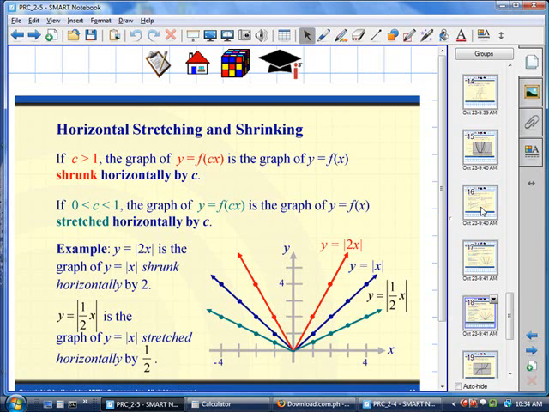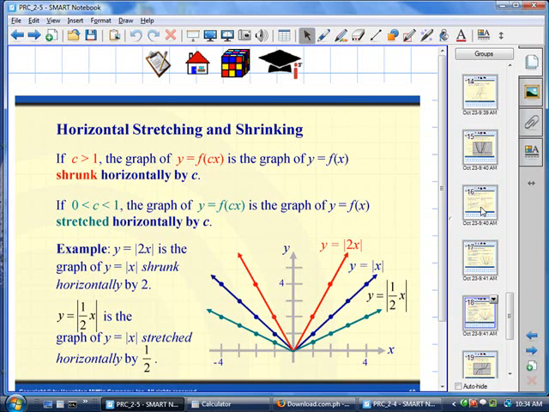So, if we stick with the old paradigm here, when you're inside, it causes things to happen horizontally. When you do things outside, it affects the vertical. Likewise here, if we put a 2 on the inside of our function, which in this case is absolute value, it causes a horizontal squishing. And on the previous slide, if it was outside, then it caused it to be vertically stretched.